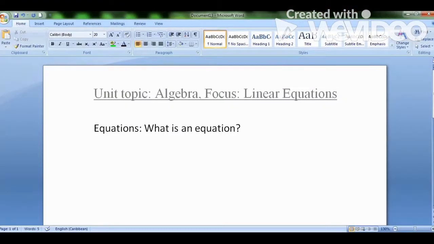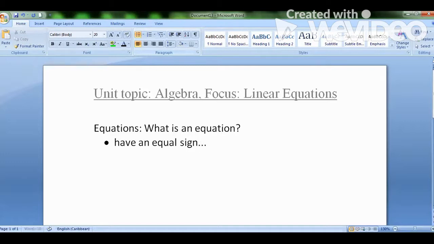Properties of an equation. We can easily identify an equation because all equations have an equal sign. If you notice the word equal, equation, so all equations have a what? An equal sign. If it doesn't have an equal sign, it's usually called an expression.